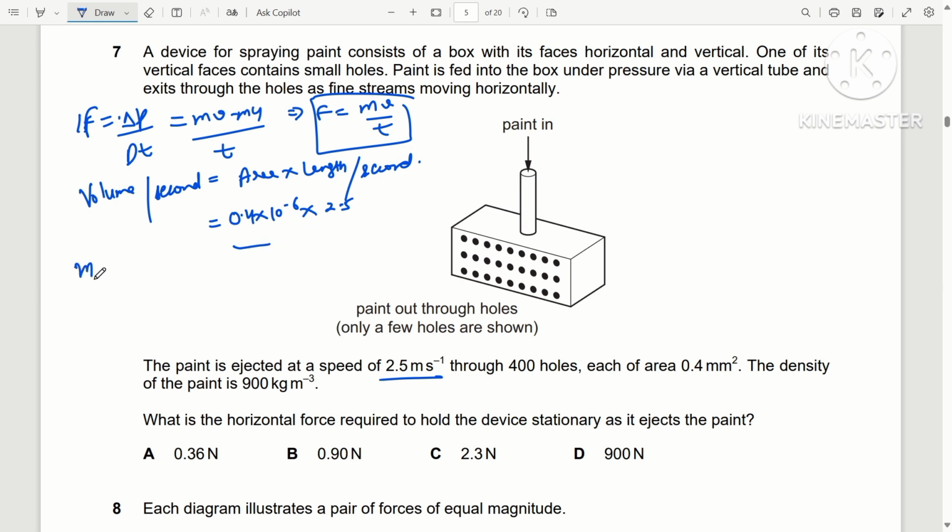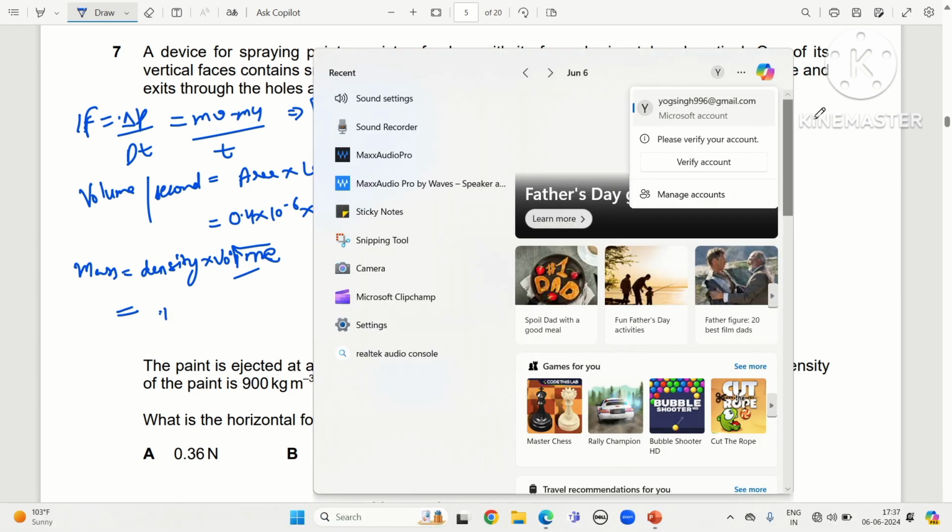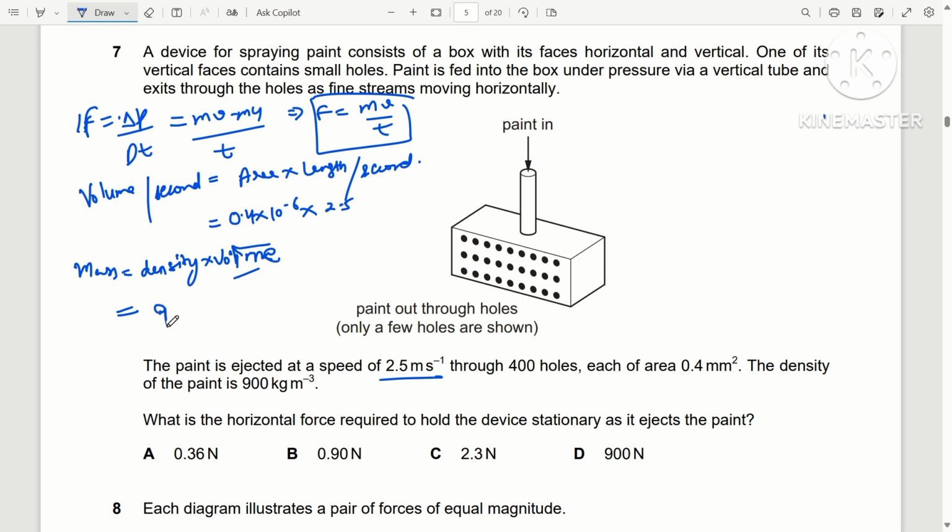So mass will be equal to density into volume. Now what is density? Density is 900. So mass is 900 into the volume we have calculated, 0.4 into 10 raised to power minus 6 into 2.5. This is for one hole, but there are total 400 holes, so you will multiply this by 400. So this will be the total mass.